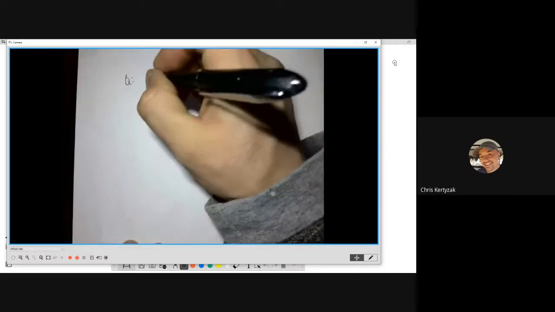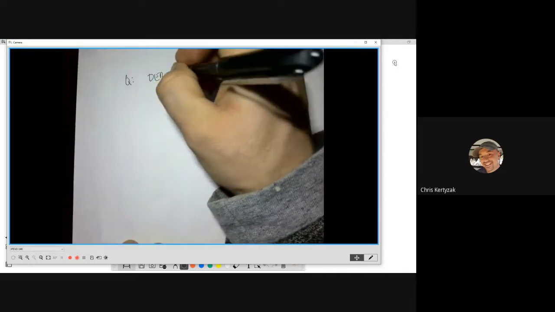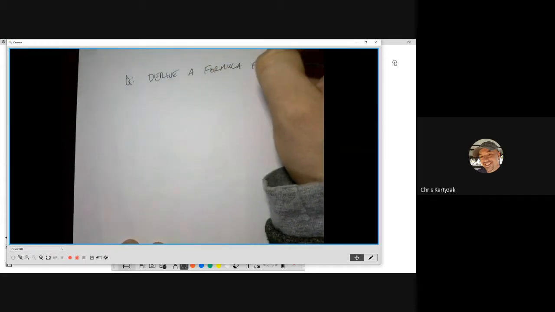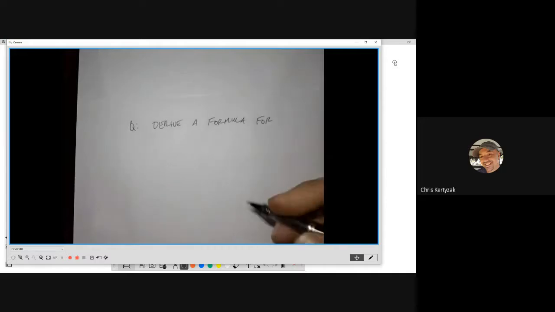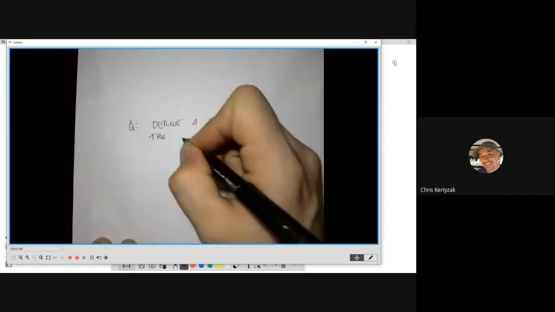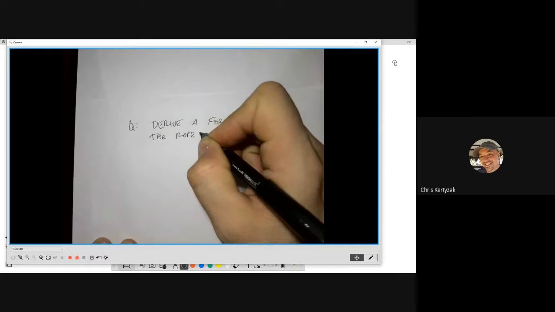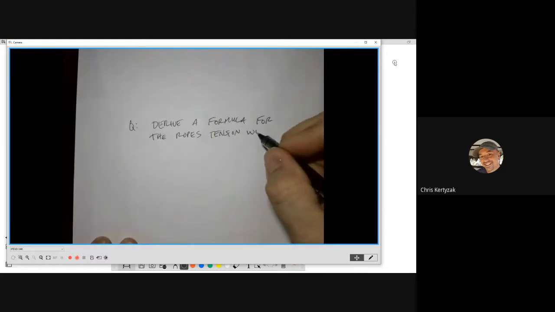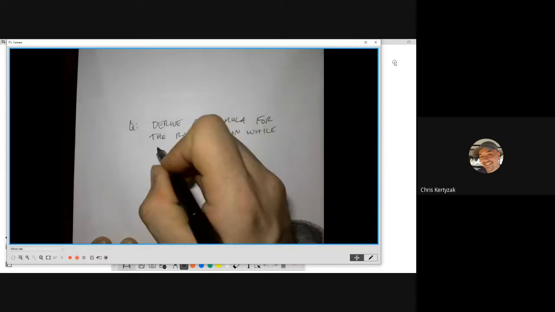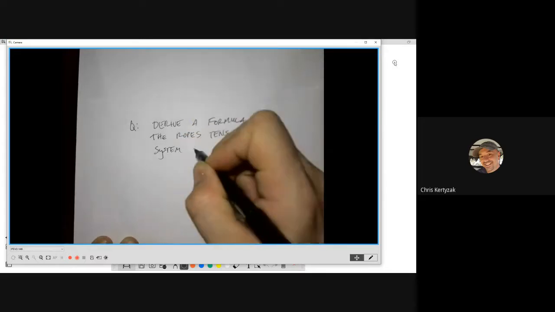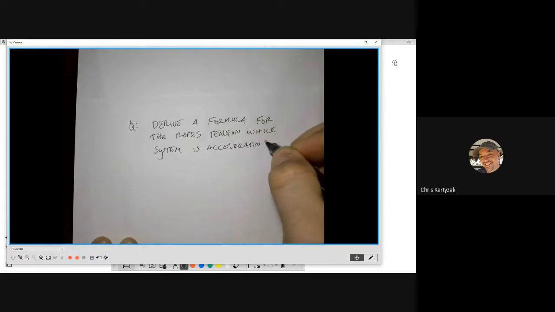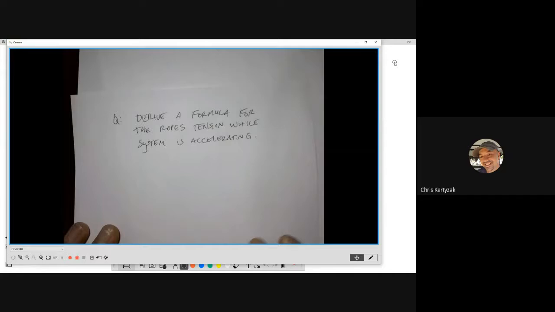The next most common question is, derive a formula for the tension in the rope while the system is accelerating. This is, of course, of importance, right?